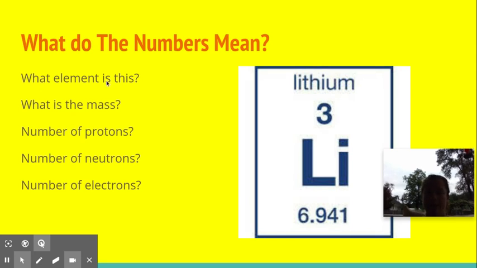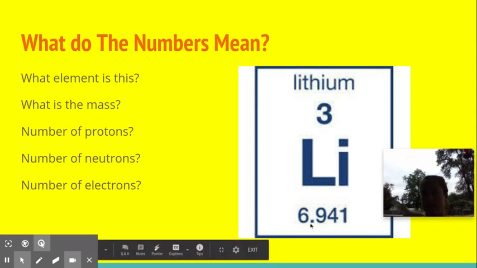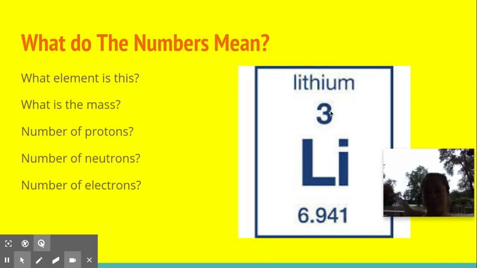So what element is this? The name is lithium. What is the mass? The mass would be the big number down here, 6.941. How many protons are there? Protons are up here, so 3.